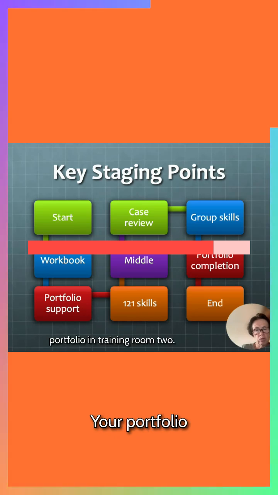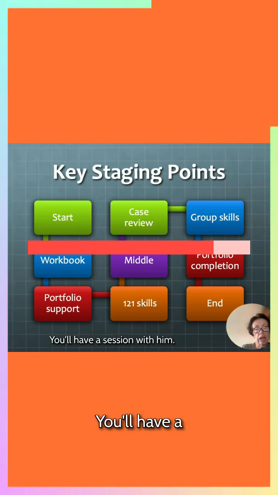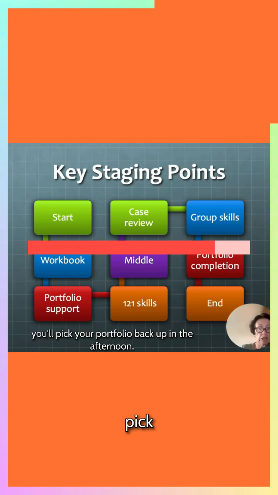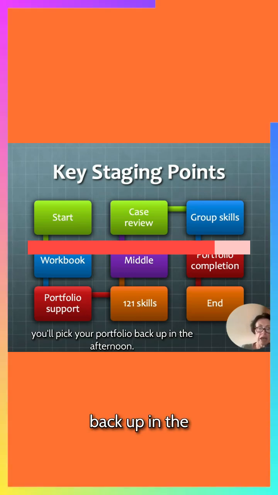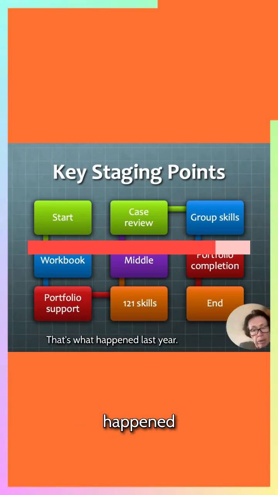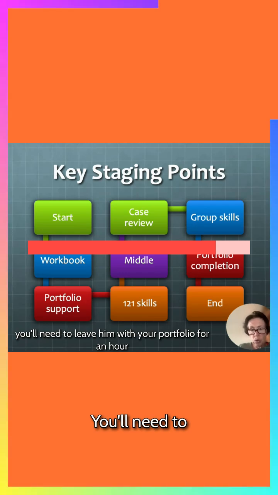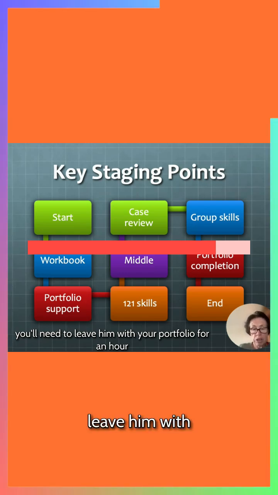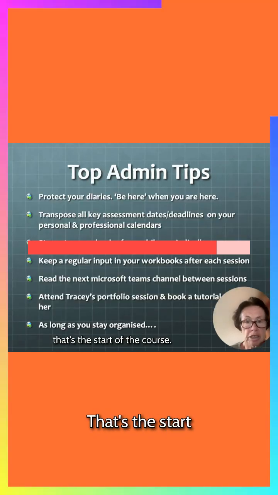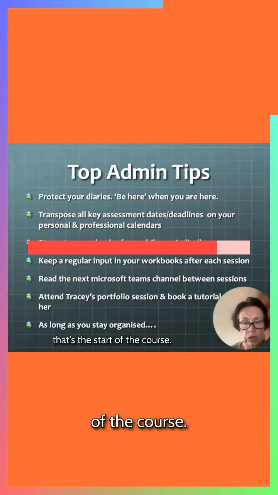You will leave your portfolio in training room 2 for the EV to peruse. You'll have a session with him. You'll then let him go through the portfolios, and then you'll pick your portfolio back up in the afternoon. So you might go for lunch, but maybe with members of the course. That's what happened last year. You'll need to leave him with your portfolio for an hour and a half before you come back and pick it up. That's the start of the course.